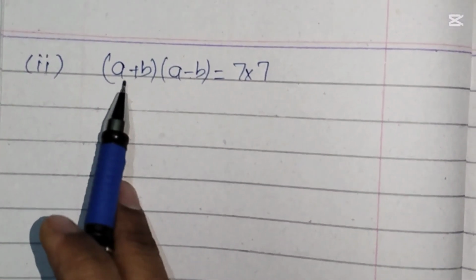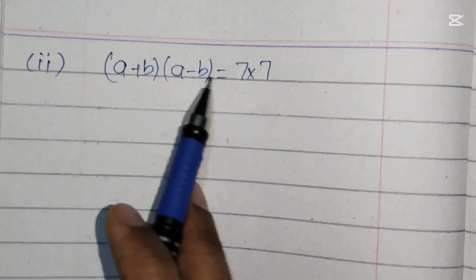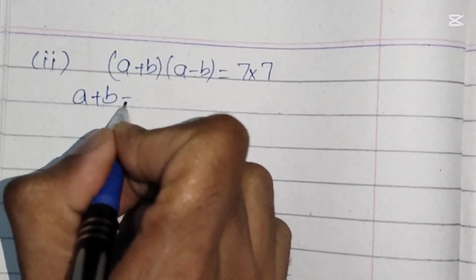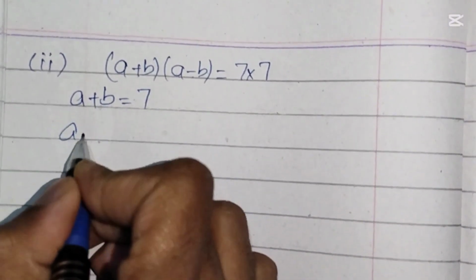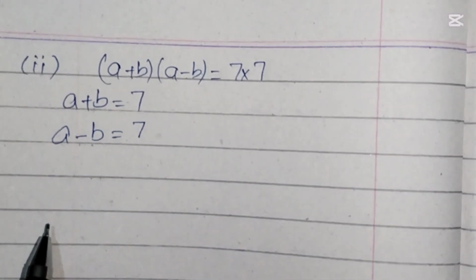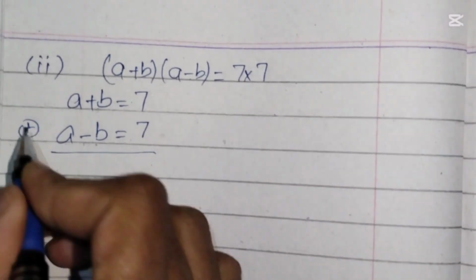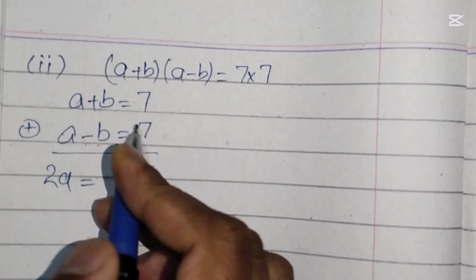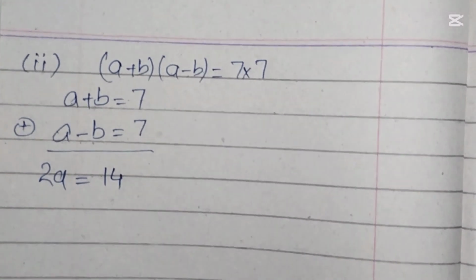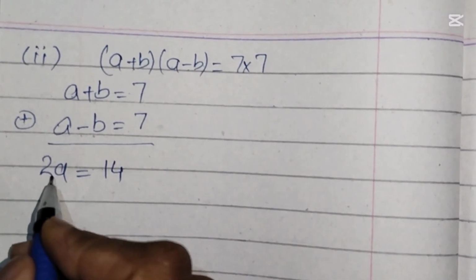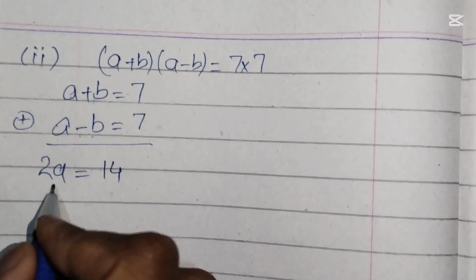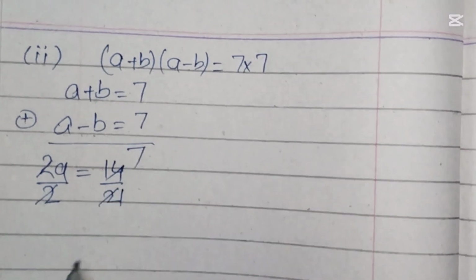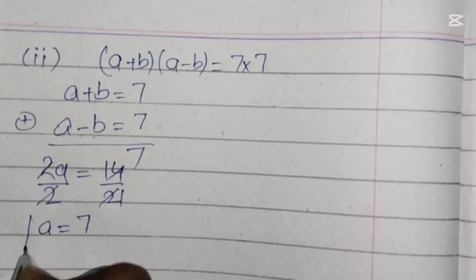Now we will consider the second case: (a plus b) times (a minus b) equals 7 into 7. Here we can write a plus b equals 7 and a minus b equals 7. We will add up these two equations. a plus a is 2a, plus b minus b is 0, 7 plus 7 is 14. In the next step we will divide by 2 on both sides so that we can get a. The 2s cancel, and 14 divided by 2 is 7. So a equals 7.